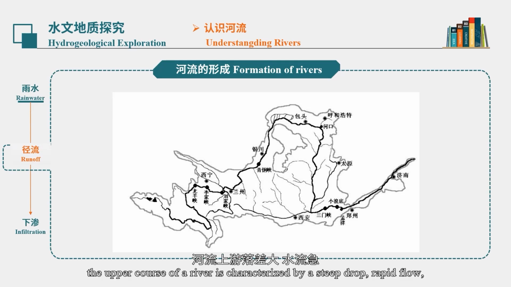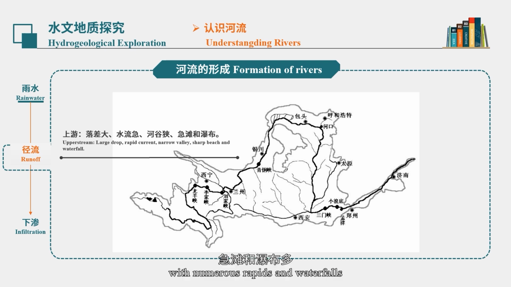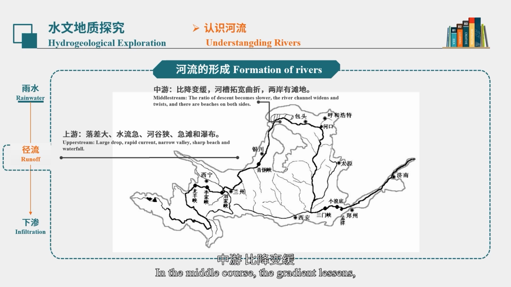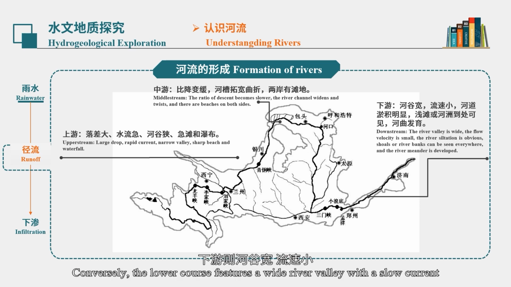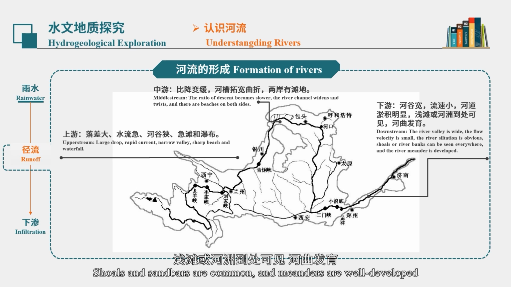Generally, the upper course of a river is characterized by a steep drop, rapid flow, and narrow valleys, with numerous rapids and waterfalls. In the middle course, the gradient lessens, the river channel widens and meanders, and there are shoals along the banks. Conversely, the lower course features a wide river valley with a slow current and significant alluvial deposition in the channel. Shoals and sandbars are common, and meanders are well developed.